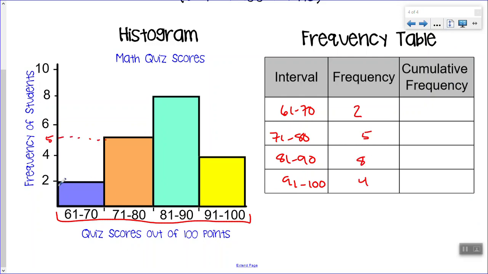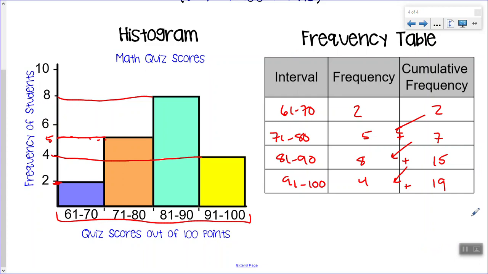Alright, so from 61 to 70, that went up to 2. 71 to 80 went up to 5. 81 to 90 goes all the way up to 8. And 91 to 100 goes to 4. Now pause the video and try your cumulative frequencies. Alright, go ahead and see how you did. The most important thing to remember about histograms is your intervals, your frequencies, and that the bars must touch.